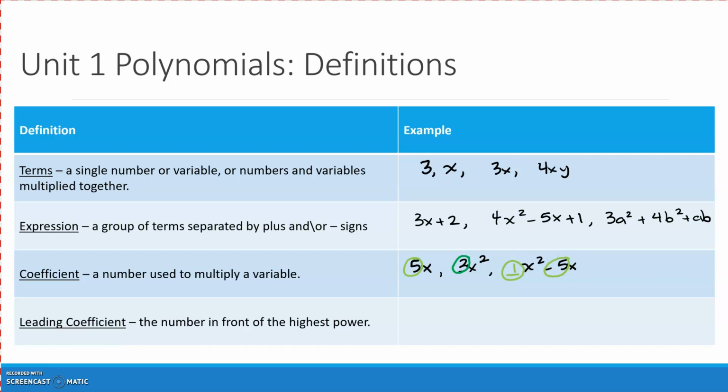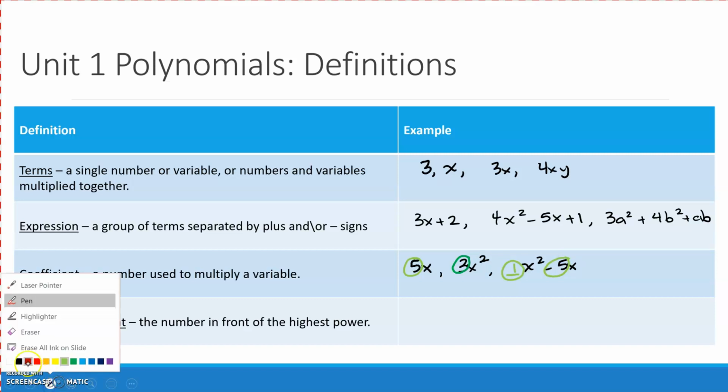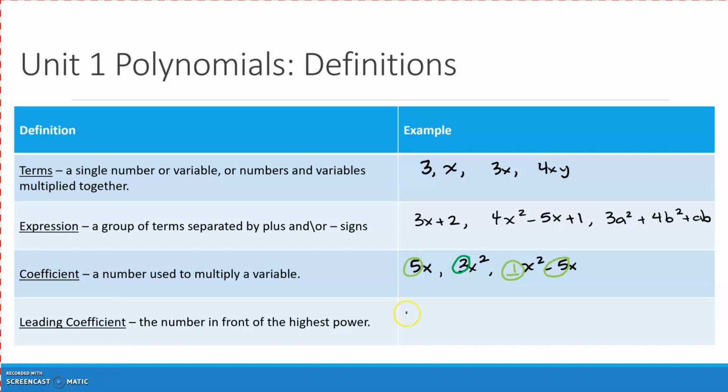Okay, the leading coefficient is the number in front of the highest power. So if I have an example of 3x squared minus 8x, then the highest power, or the highest exponent, is 2. So that means the leading coefficient is 3.